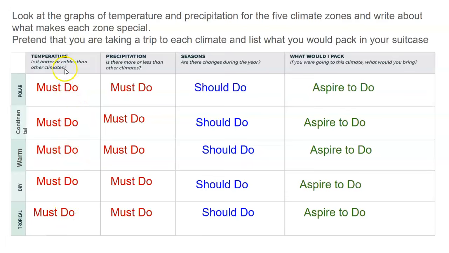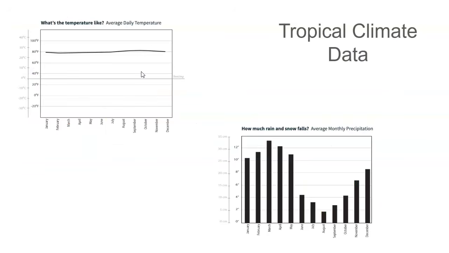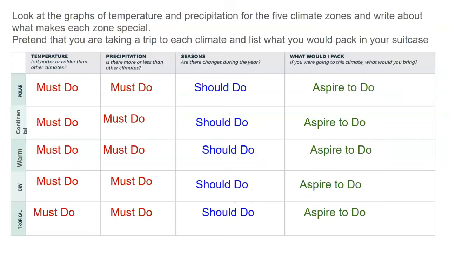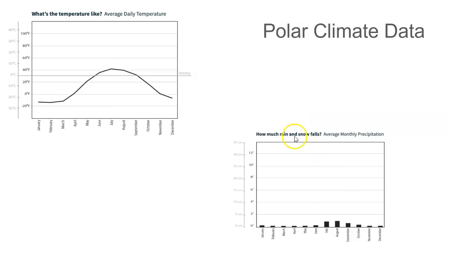You can think about it as hotter or colder. There's a hotter climate, there's a colder climate than most, okay? Or is it kind of average? Then you'll do the same for precipitation, okay? Go through and look for precipitation. Here's how much rain and snow. That's what precipitation is. And it's a bar graph.